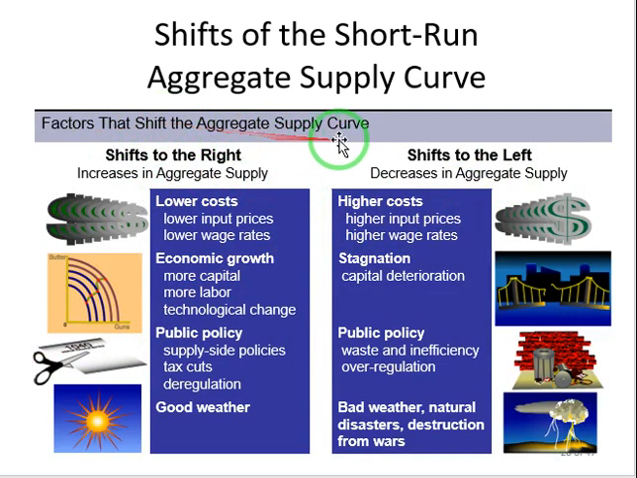Factors that shift the aggregate supply curve. Okay, shift to the right, which means an increase in aggregate supply. Shift to the left, which means a decrease in aggregate supply. Now these are the factors.